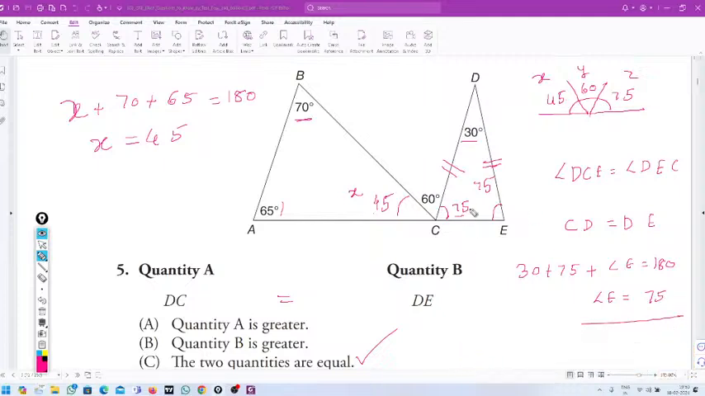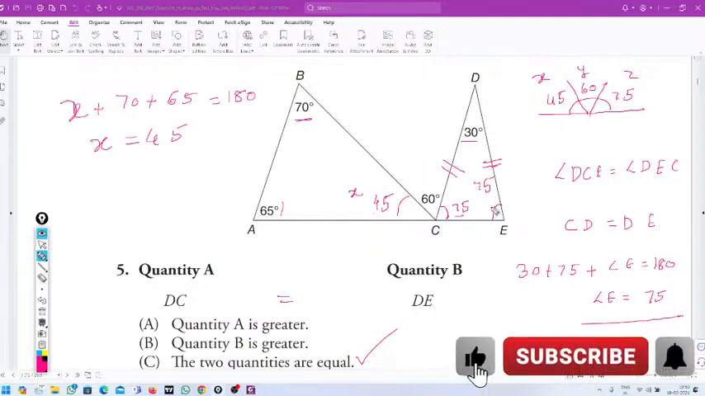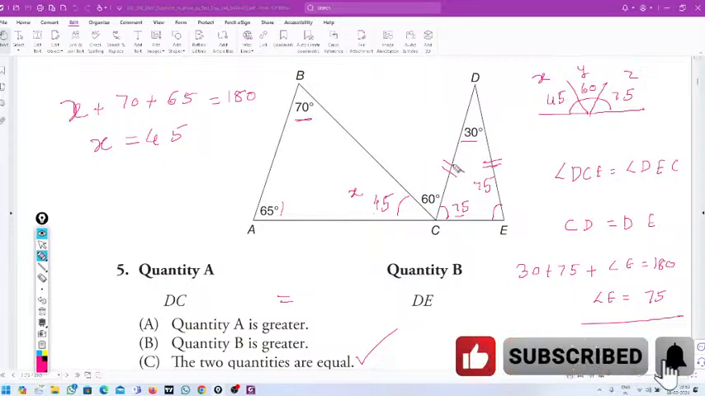And after getting the 75, when two angles are equal, the opposite sides should be equal. So CD and DE are equal. So the answer is both are equal.